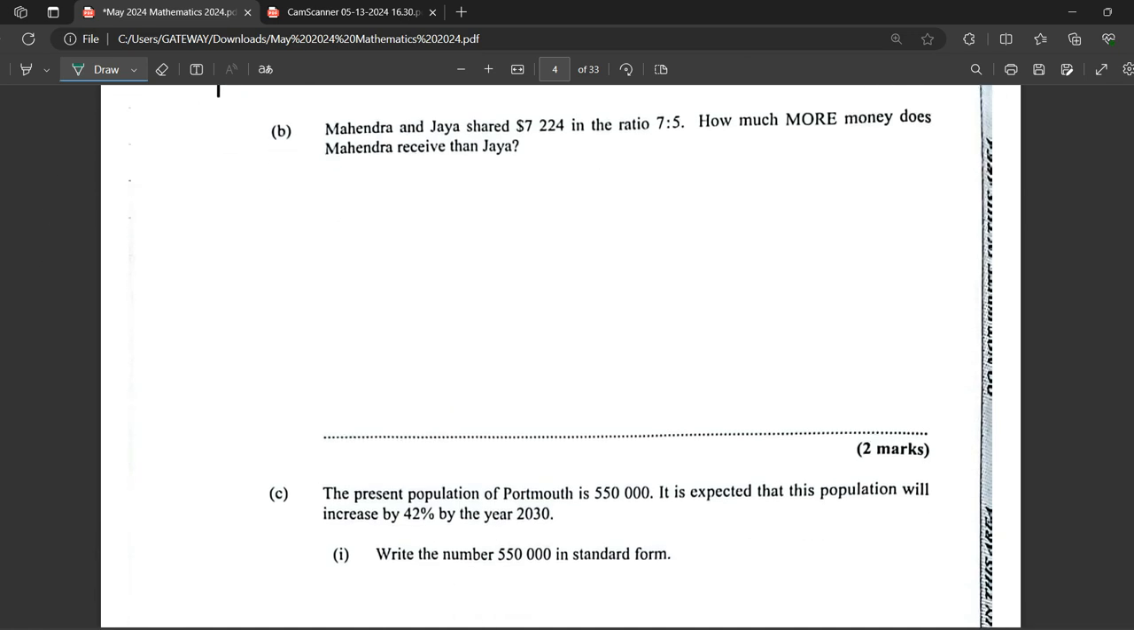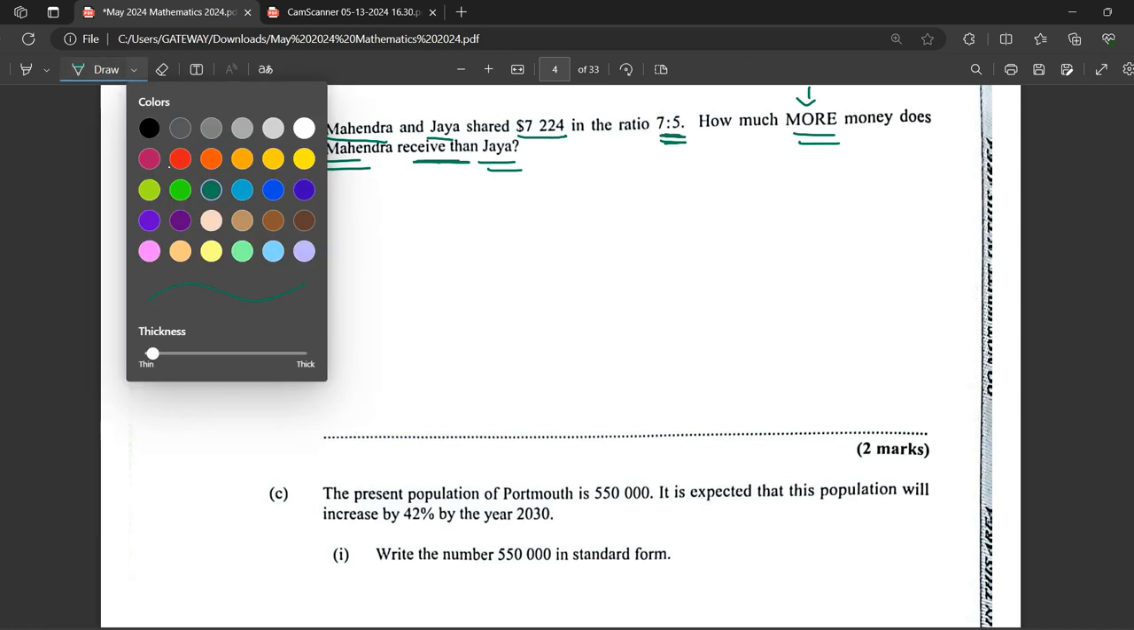Now part B here, we have Mahendra and Jaya shared $7,224 in this ratio here, 7:5. How much more money does Mahendra receive than Jaya? So he received more money, right? Because they say more. So you know Mahendra received more money, but you don't know how much more.